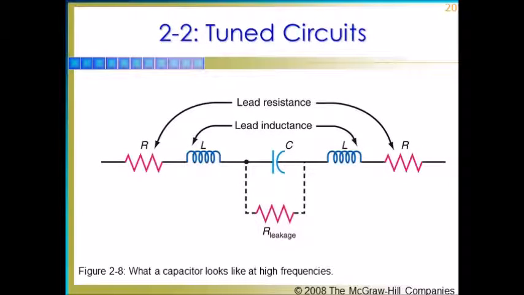From the figure, the resistors have lead inductance and capacitors have lead reactance. As said earlier, capacitors tend to oppose voltage changes across them. That is why there is an R leakage.